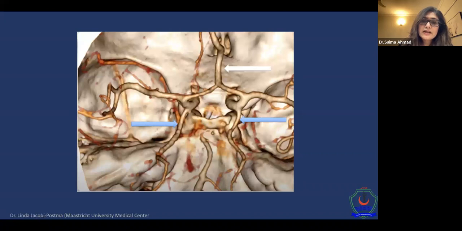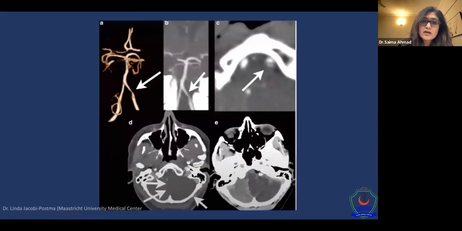This is again another anomaly in which there is a basilar top occlusion, but there is a bilateral fetal type of the PCA, and there is another anomaly in which there is a single A2 rather than two A2s. So too many anomalies in one patient.